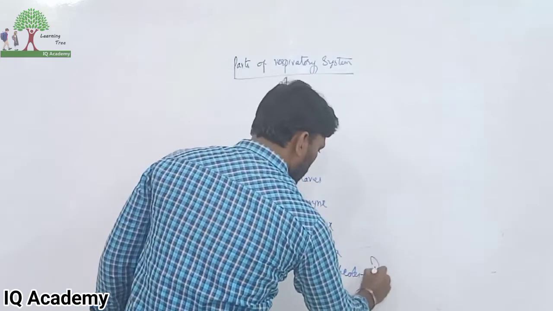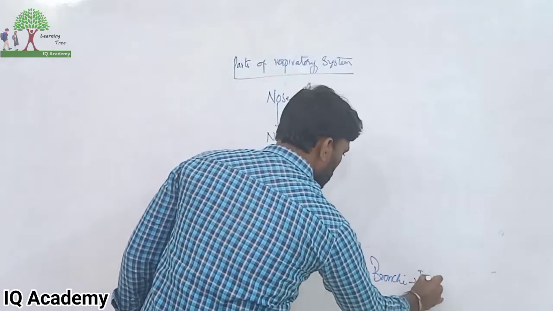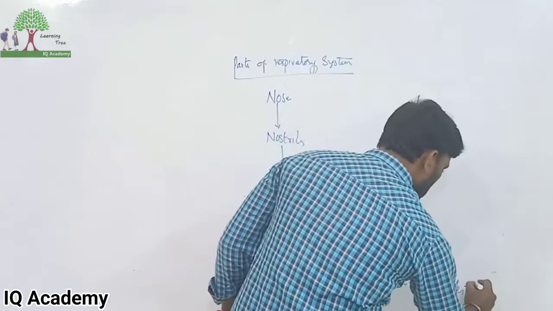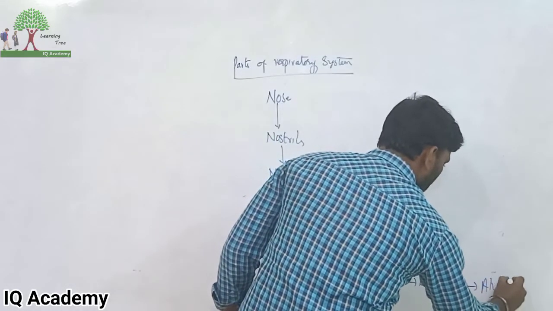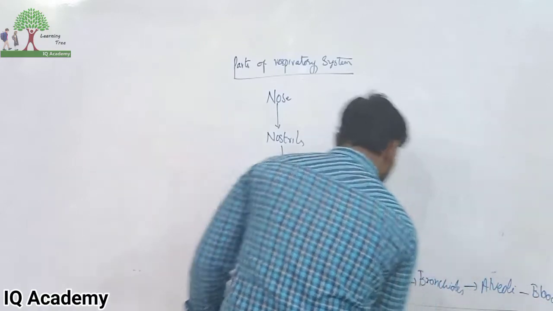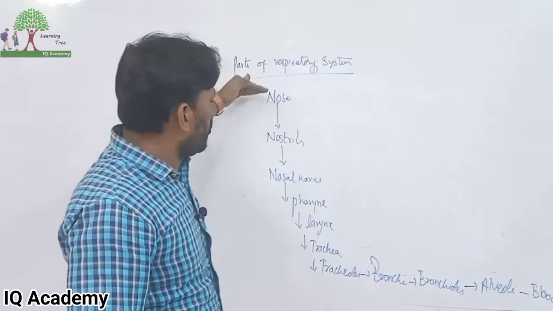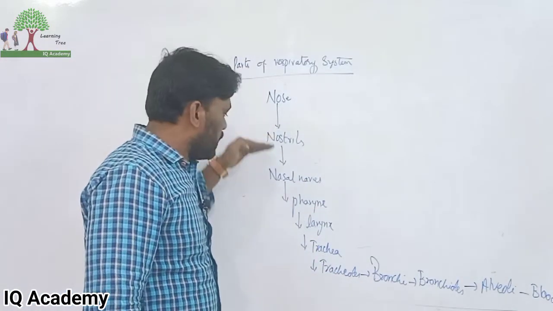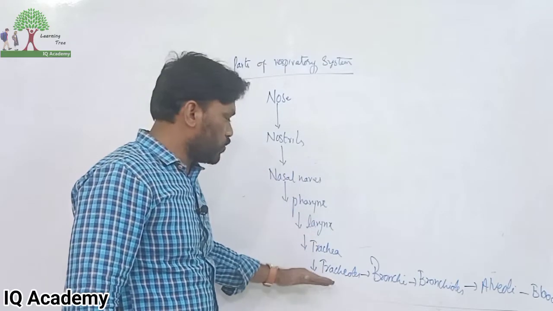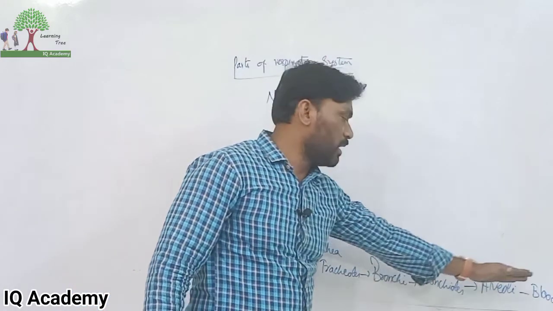Tracheoles lead to bronchi, bronchi to bronchioles, and bronchioles to alveoli and blood. These are the parts of the respiratory system: nose, nostrils, nasal nares, pharynx, larynx, trachea, tracheoles, bronchi, bronchioles, alveoli and blood.